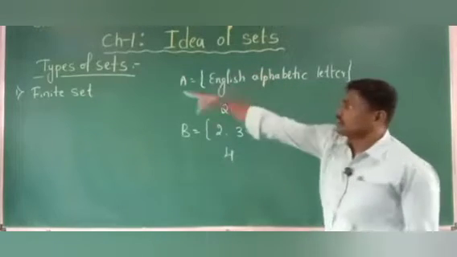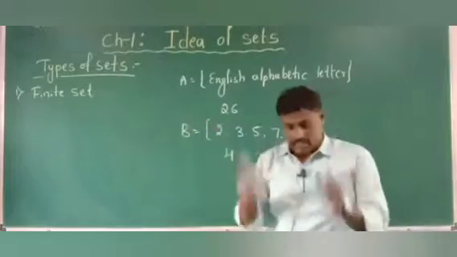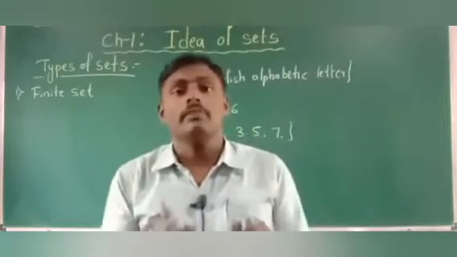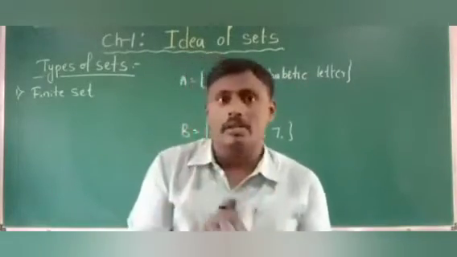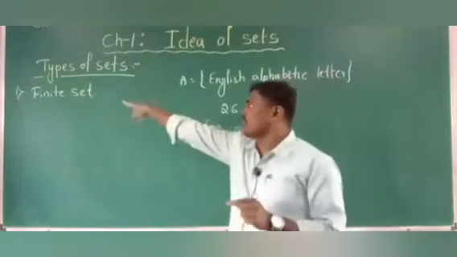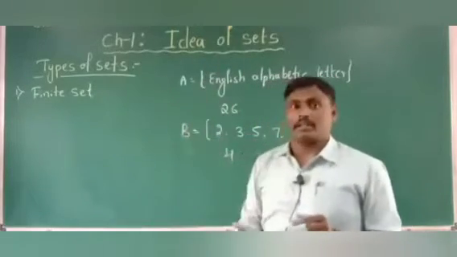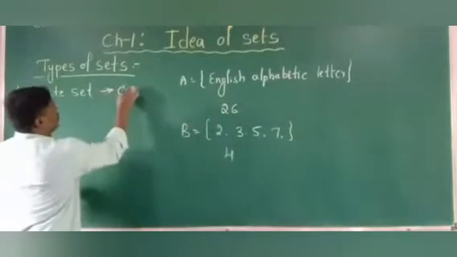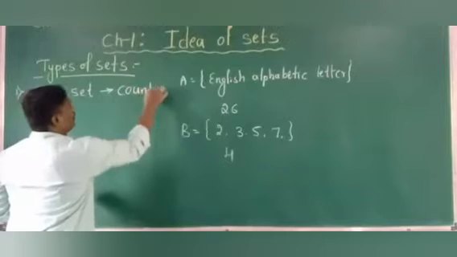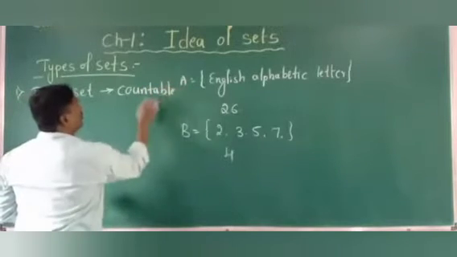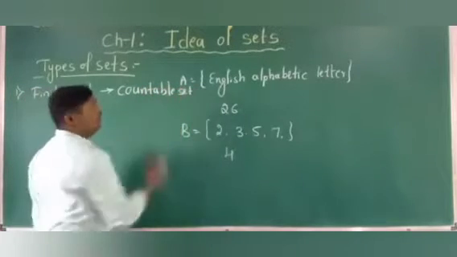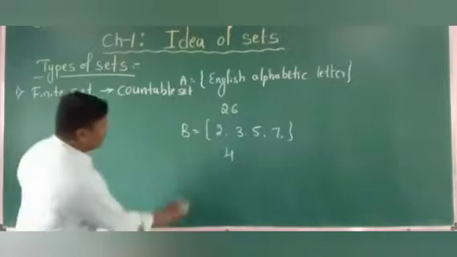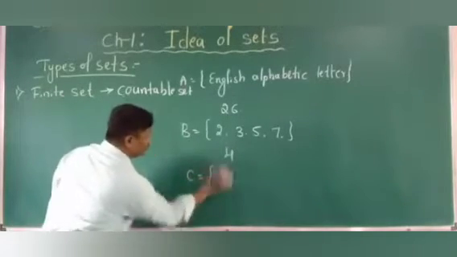Clear? So finite set means what? Any set that has a countable number of elements or members, then that kind of set is called a finite set. It is purely a countable set. Okay? Here I will take one more example.